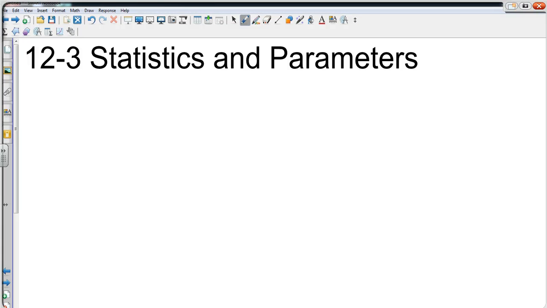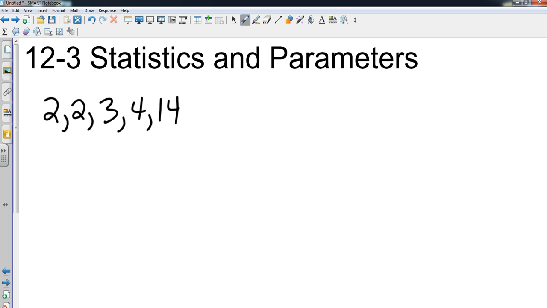Okay, Algebra 1, 12-3, Statistics and Parameters. All right, so we're going to just be looking at our information just a little bit different. We analyzed survey results in the section previous to this, and so now we're going to look at a couple of different things. Let's just take a set of data real quick.